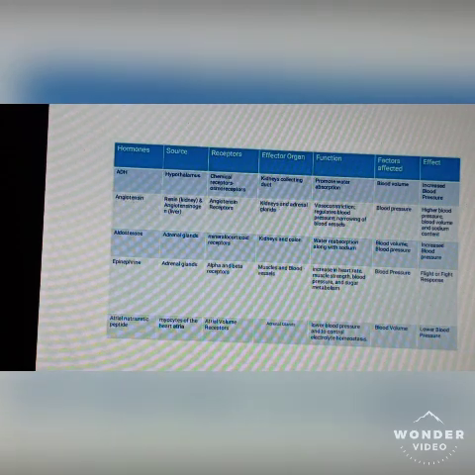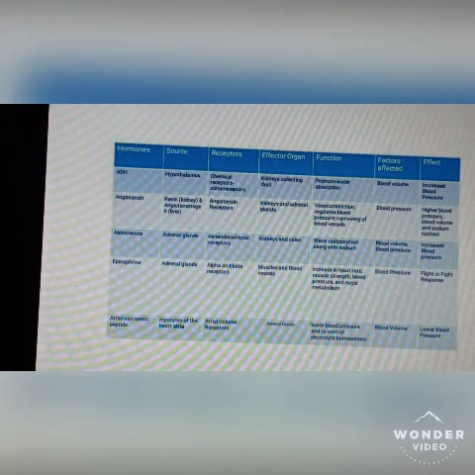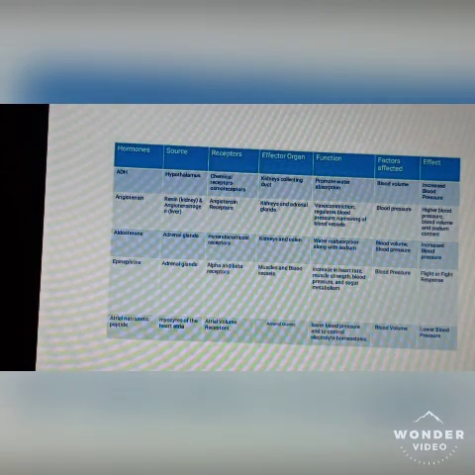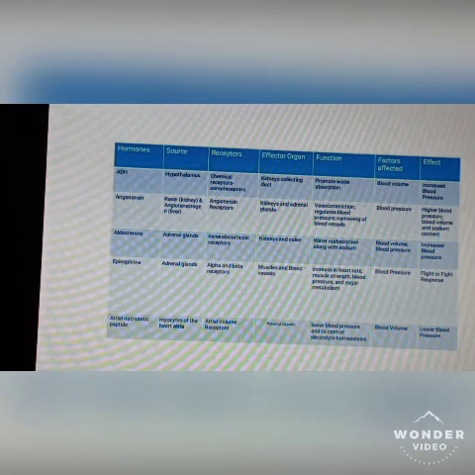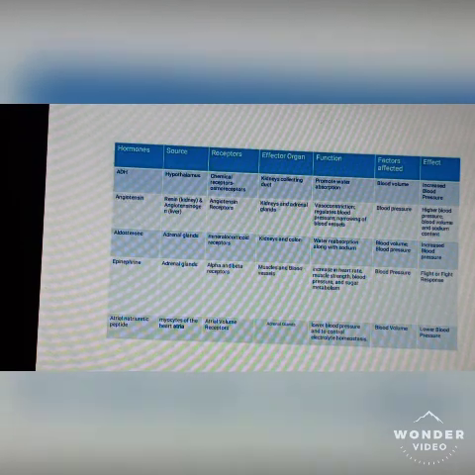Second, aldosterone. Source: adrenal glands. Receptors: mineralocorticoid receptors. Effector organ: kidneys and colon. Function: water reabsorption along with sodium. Factors affected: blood volume and blood pressure. Effect: increased blood pressure.